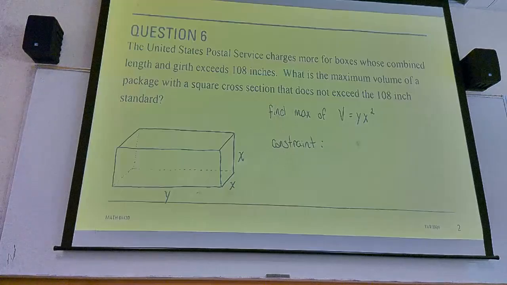Constraint. Given our current variables, x plus y has to be less than 108. Less than or equal to? How did you get just X? Well, it said length and girth, so I imagine that didn't include the height. So what's girth? I think another word for that is width.